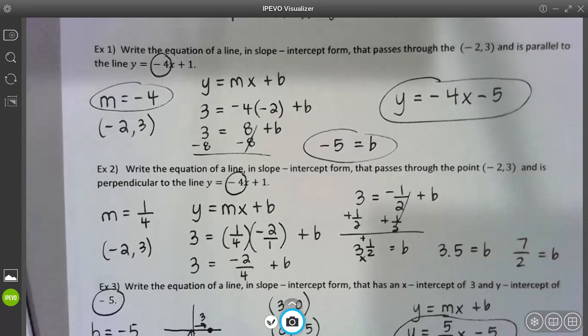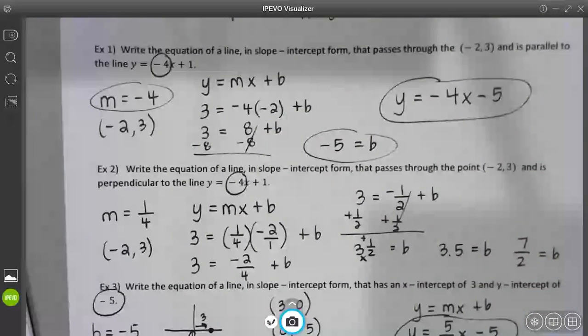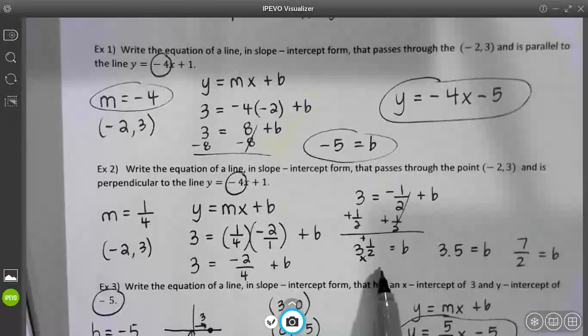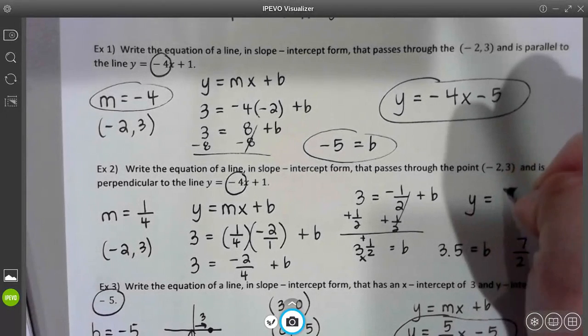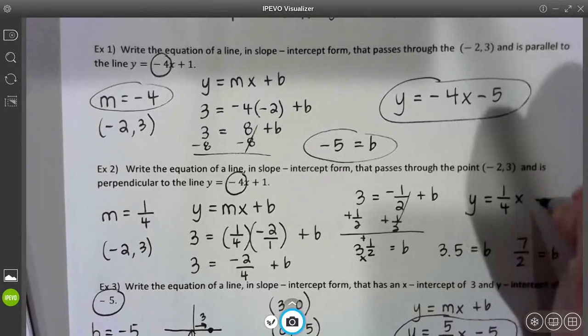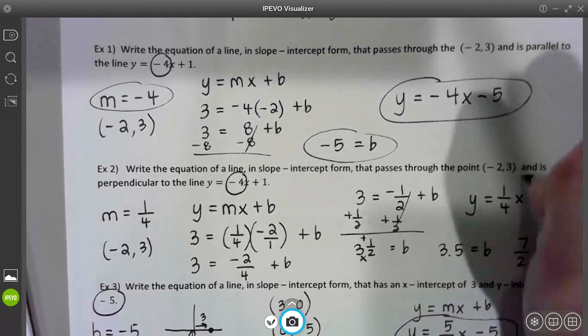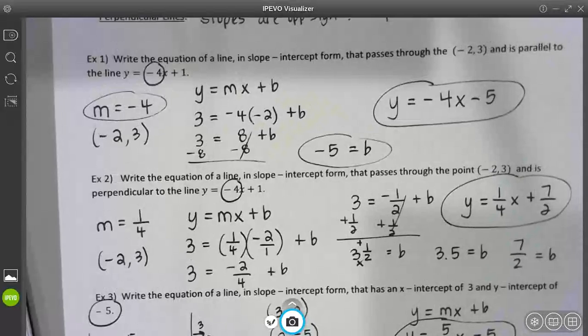So I'm going to write my final answer with the improper fraction. I honestly do not know which one Delta Math is looking for. I know they let you get it wrong once before they actually mark you wrong. So if the first one gets marked wrong as a mixed number, then try one of these. So y equals 1/4 times x plus 7/2, and you're good to go, okay?